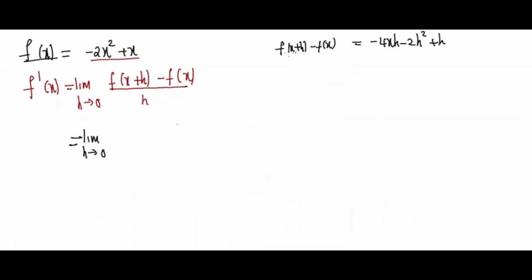So our expression is minus 4xh minus 2h squared plus h divided by h. Now, since the limit is h approaching 0, when we substitute 0 here, the whole thing will become undefined. So it will be better for us if we take out a common factor h outside. You're gonna do that all the time.